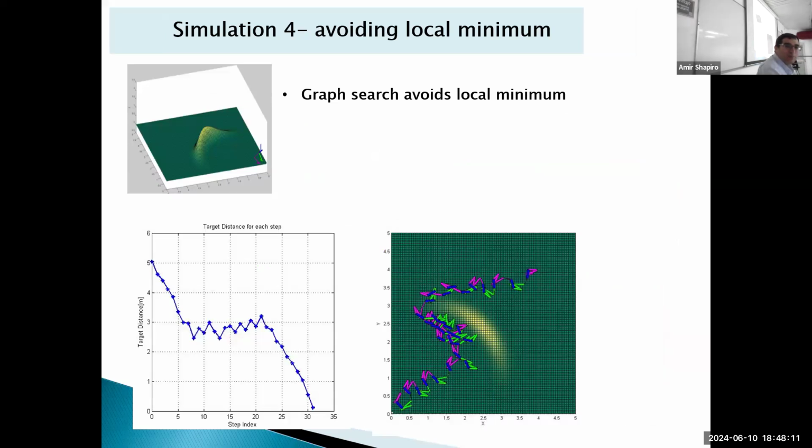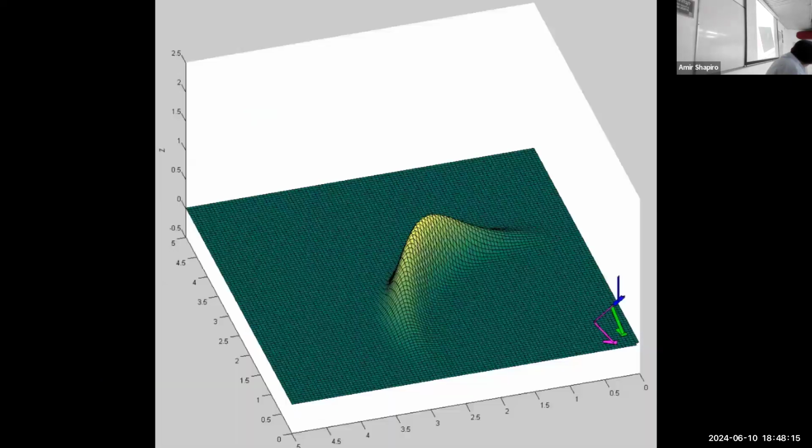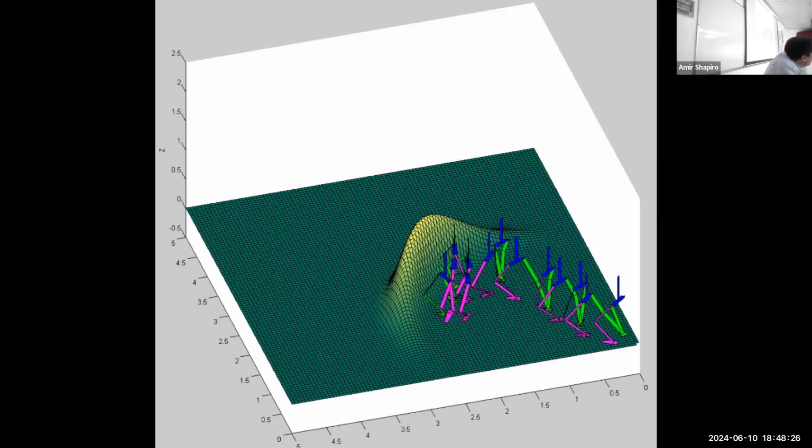And here's the problem of local minimum. You see, the robot is planning, is going towards the obstacle and then moves back because it cannot go through the obstacle and then goes around.